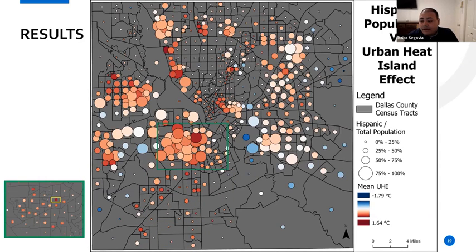This map is looking at the Hispanic population and the UHI distribution. The map shows that most of the Hispanic population is located to the west, with parts in the east. The map visually shows that most of the census tracts that have a high Hispanic population are seeing a high UHI temperature. The image on the bottom left shows a census tract in yellow that's having the second highest UHI temperature. This census tract is seeing 1.4 degrees Celsius and has a Hispanic population of 81%.